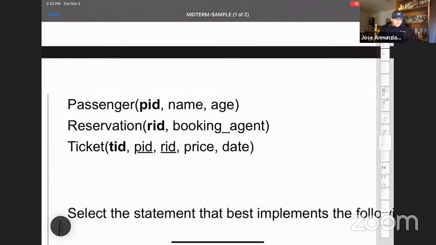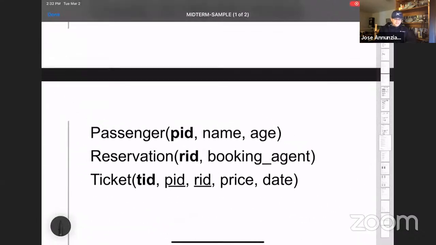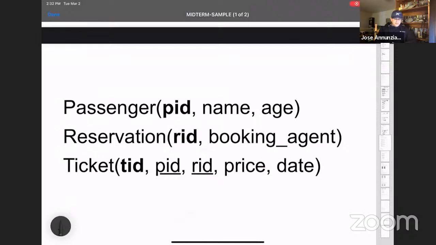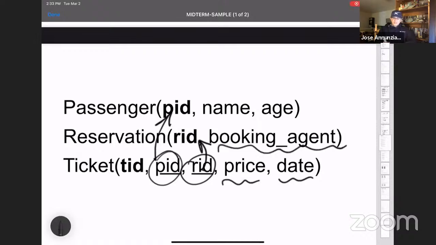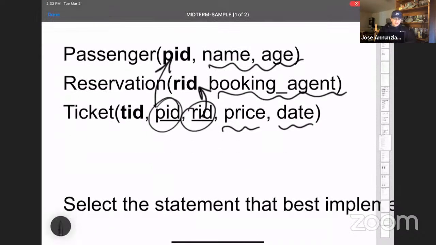All right, so let's try to understand this. Ticket seems to be a mapping function that is trying to map passenger to a reservation, right? So that's okay. And the ticket has information about price and date, and the reservation has information about the booking agent who made the reservation, whereas the passenger information is in the passenger table.